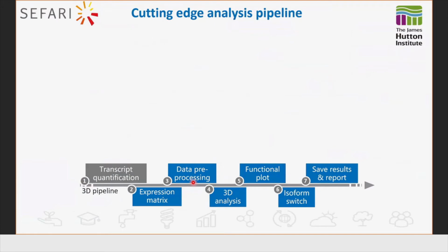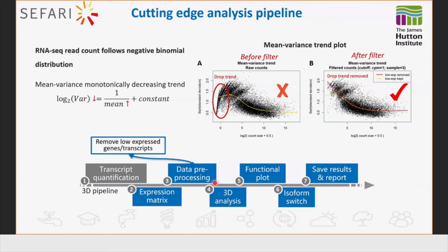Then we also have various steps for data preprocessing. For example, an important step is to remove the low expressed genes and transcripts. But usually it's very difficult to determine a cutoff for removing low expression. So we use a mean variance trend plot to tell users the optimal parameters for the filters. Because the RNA-seq reads are assumed to follow a negative binomial distribution, these math equations show the relation between variance and mean. So the mean variances follow a monotonically decreasing trend. For example, in this formula, we can see when the mean increases, the variance should decrease.